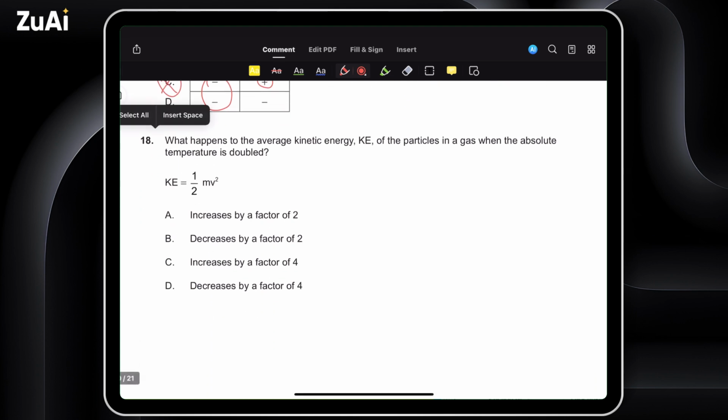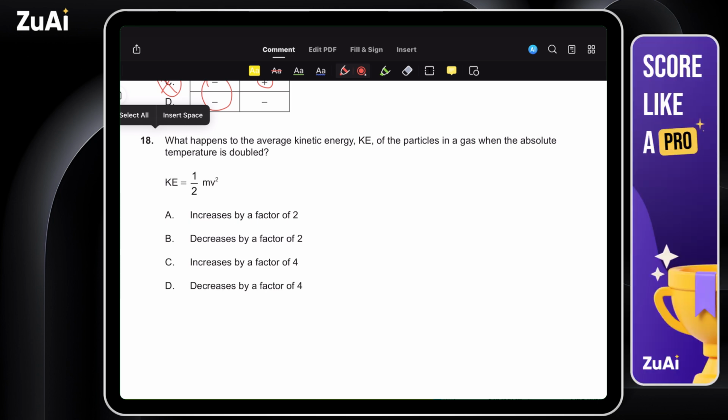What happens to the average kinetic energy of the particles in the gas when the absolute temperature is doubled? So kinetic energy is equal to 3 by 2 kT. It increased by a factor of 2, because the average kinetic energy of the particles in the gas, when the absolute temperature doubles, increases by a factor of 2.